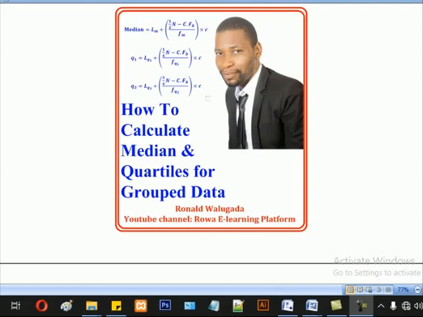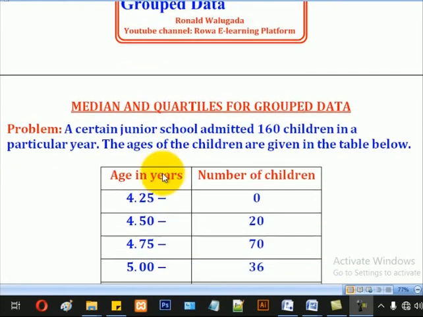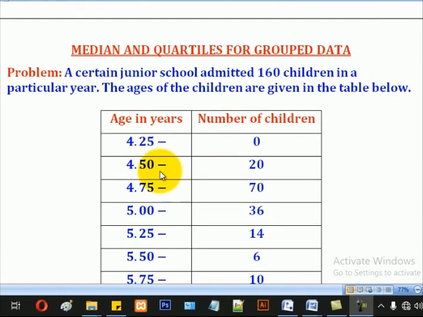Hello viewers, this is Wagada Ronald taking you through the tutorial on how to calculate median and quartiles for grouped data. So we shall do so by providing a solution to this problem.